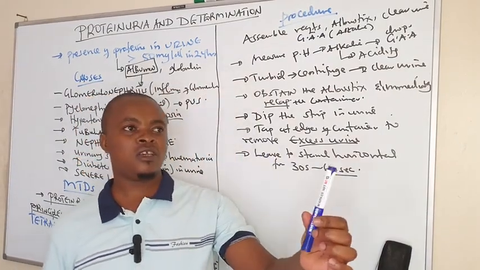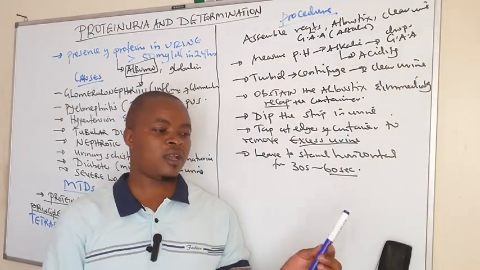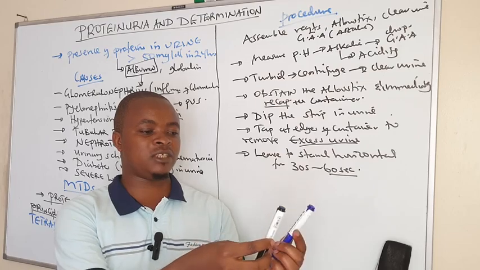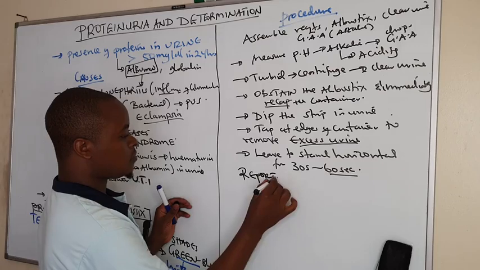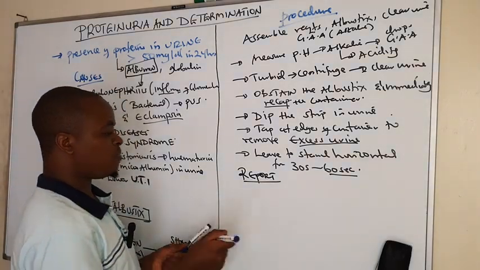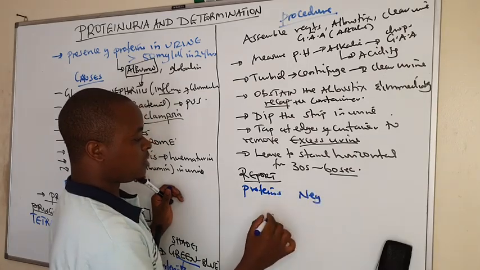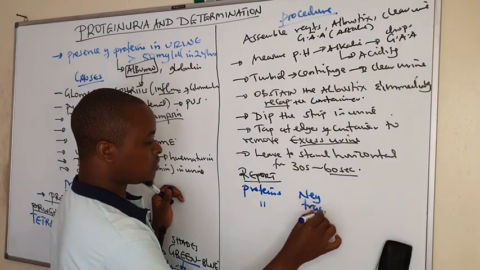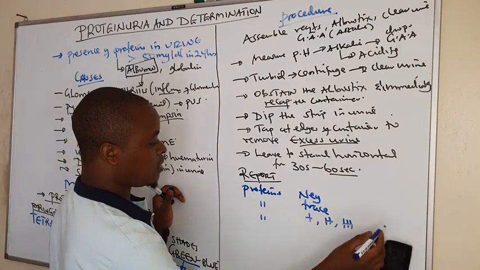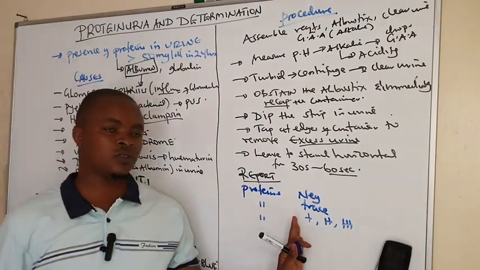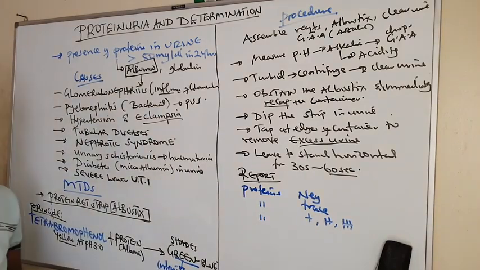So if this is my reagent strip bottle, after I have dipped and waited for 60 seconds, I start comparing with the color standard on the bottle. After comparing, we report. We can report proteins negative, proteins trace, proteins +1, +2, +3, and so forth. So it is semi-quantitative, and we record in pluses. This is the method we can use for determining protein in urine.